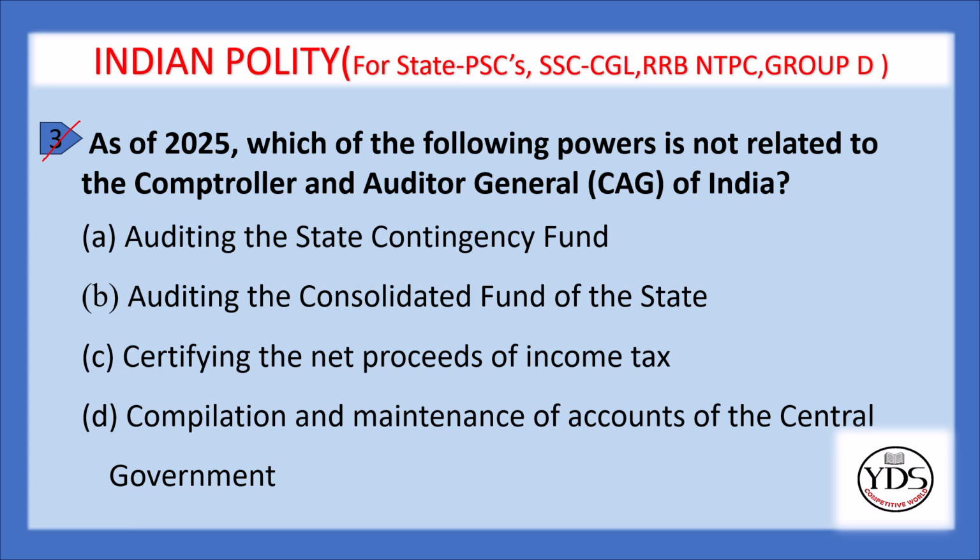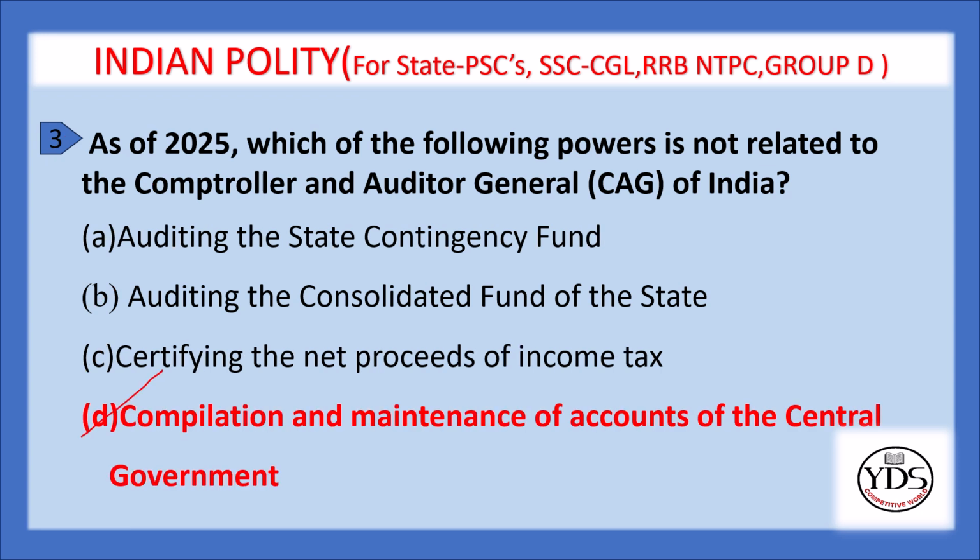Third question. As of 2025, which of the following powers is not related to the Comptroller and Auditor General of India? Option A. Auditing the State Contingency Fund. Option B. Auditing the Consolidated Fund of the State. Option C. Certifying the net proceeds of income tax. Option D. Compilation and maintenance of accounts of the central government. Option D is the correct answer.